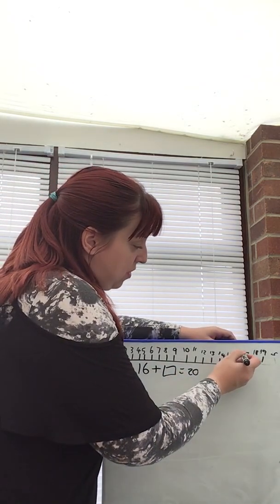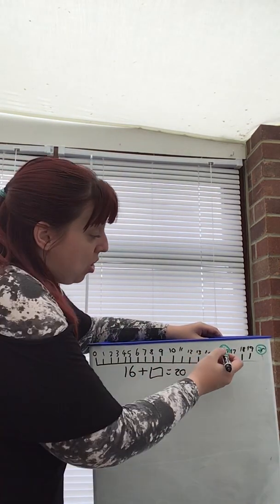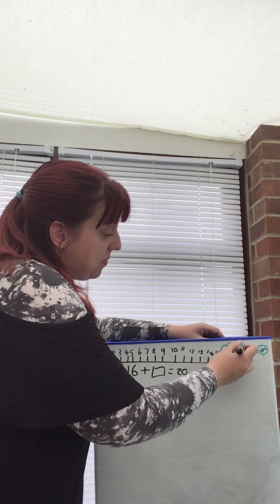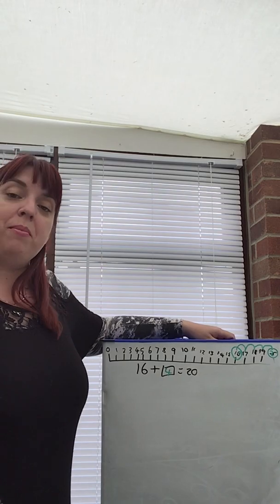I circle the numbers I've got. Here's my 16. Here's my 20. How many bunny hops? Careful counting. Add 1, add 2, add 3, add 4. Here's my missing number problem.